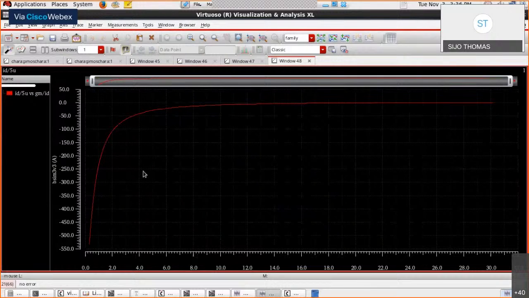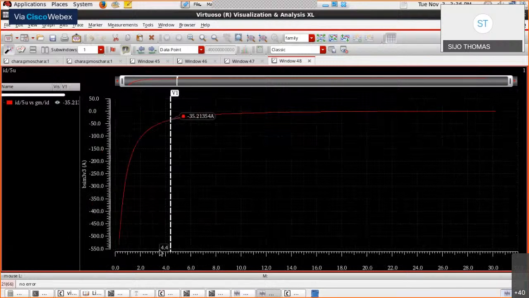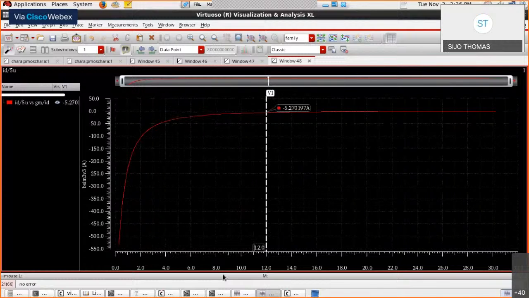Okay, so GMO ID remains the same as 12 here. So we can find what is the current density for that. Yeah, that comes around 5.27. Okay, so the current density for the PMOS mirror load, that we got as 5.27. That is the current density for the PMOS, right?